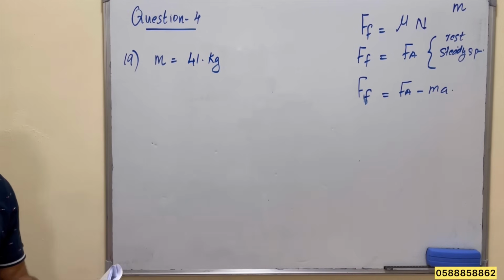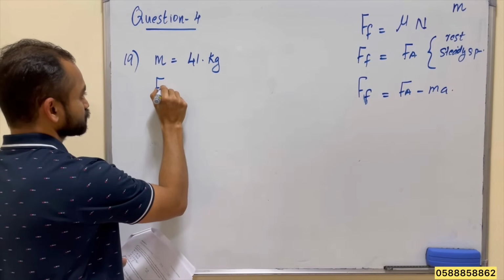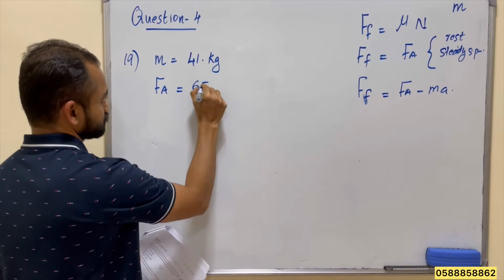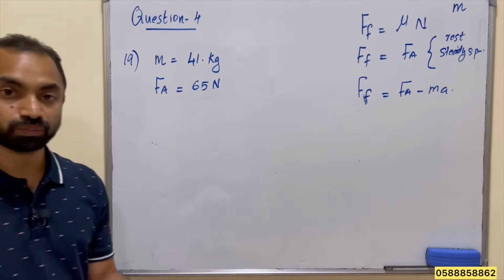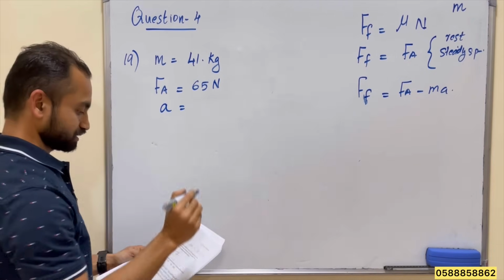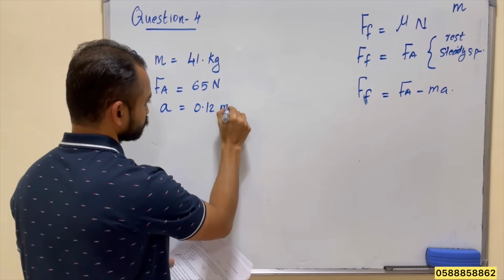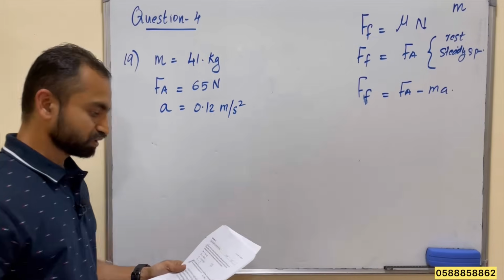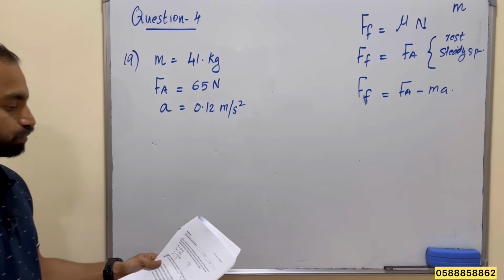If you push with a force of 65 Newton, so the applied force is given, 65 Newton. You are pushing with a force of 65 Newton, and the bookcase accelerates. Acceleration is also given: 0.12 meter per second squared. What is the coefficient of kinetic friction between the bookcase and the carpet?